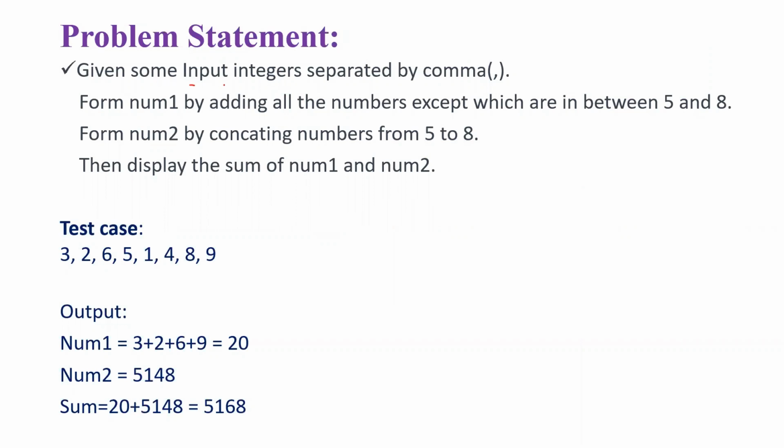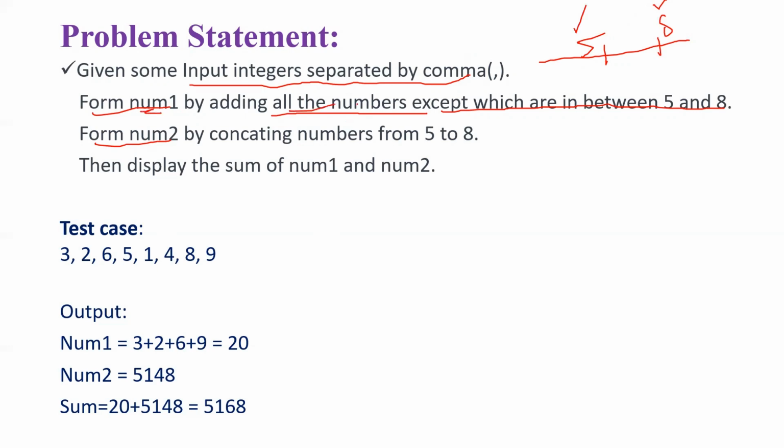You will be given input integers separated by comma and you need to form two numbers, number 1 and number 2. Number 1 is formed by adding all the numbers except those which are in between 5 and 8. You will be given a list of numbers, and there will be some numbers 5 and 8, and 8 will be followed by 5. Now observe, number 1 is formed by adding all the numbers except between 5 and 8, which means you will take this and you will take this and you will add all those numbers.